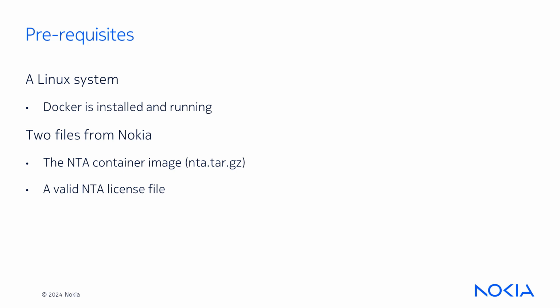You need to have a Linux system to run Docker containers. It can be a Linux host or Windows Subsystem for Linux too. All the Linux distributions are supported, for example, the Debian-based Ubuntu or the Red Hat-based CentOS. Docker software should be already installed on the Linux system. And you should have two files provided by Nokia, the NTA container image and a license file.